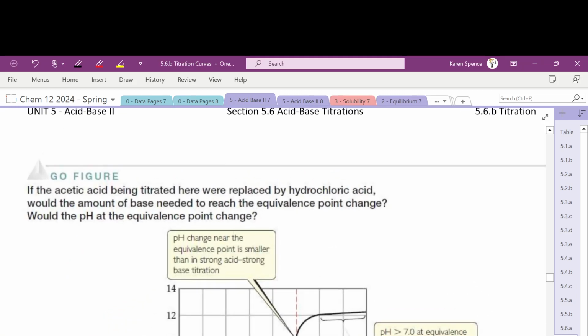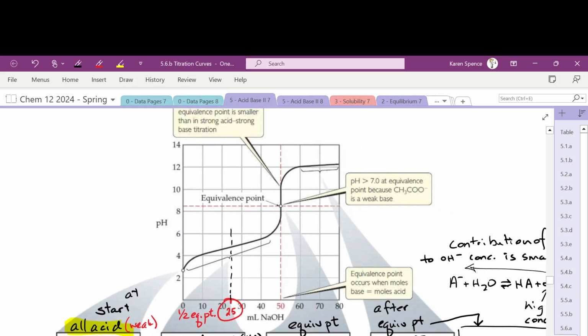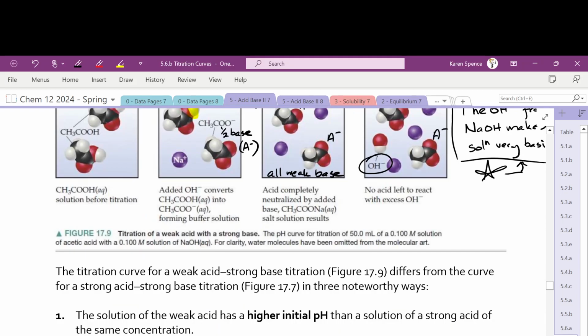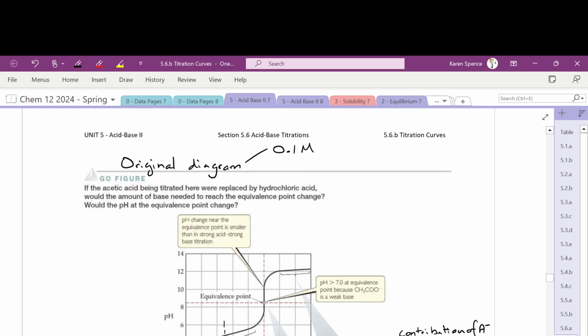Oh, here's a good question. This is a really, really good question. So what we have right now is, let's see what it says. It says we have 0.1 molar acetic acid and 0.1 molar NaOH. Okay? So in the original diagram, we have 0.1 molar CH3COOH.